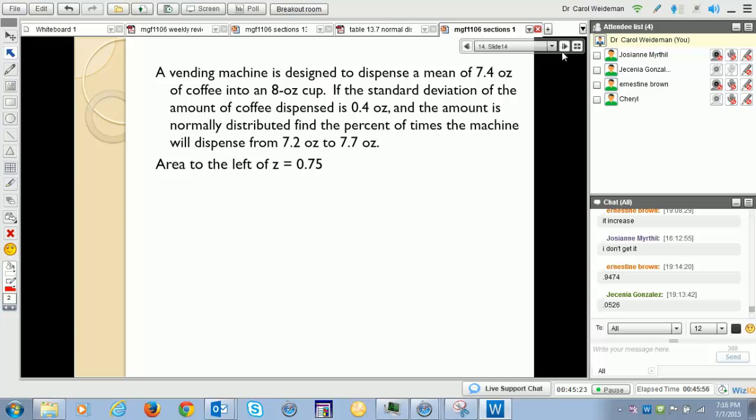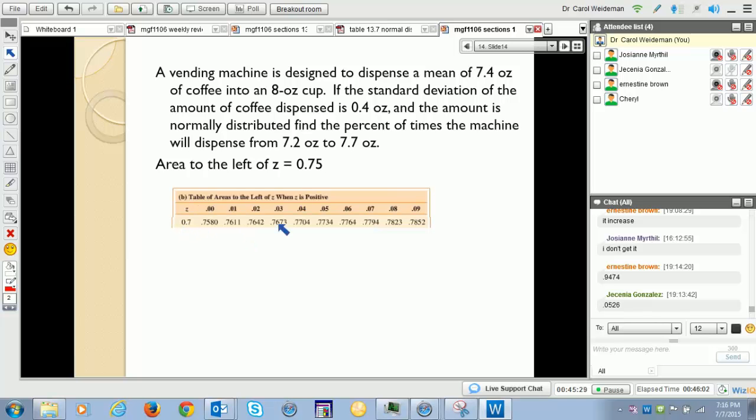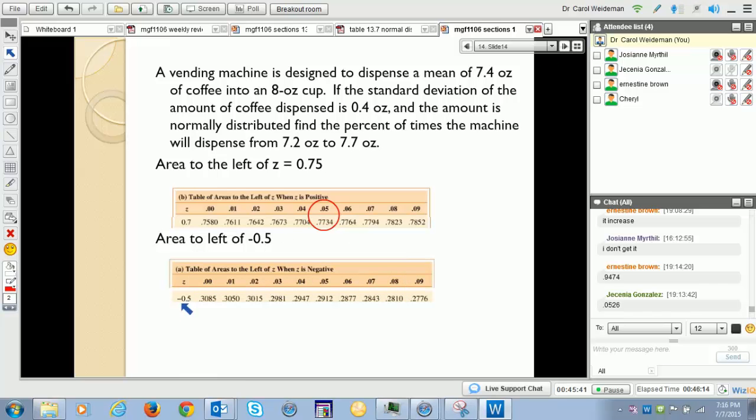So we found this z-score, so we want to find the area to the left of 0.75. So in the table, I went down to the row of 0.7, and I go over to 0.05. So there's the area to the left. All right, and then I'm going to look at negative 0.5. This is on the first part of the table. Go down to negative 0.50, 3085, and I subtract. So about 46.49% of the cups dispensed are going to have between 7.2 and 7.7 ounces of coffee.